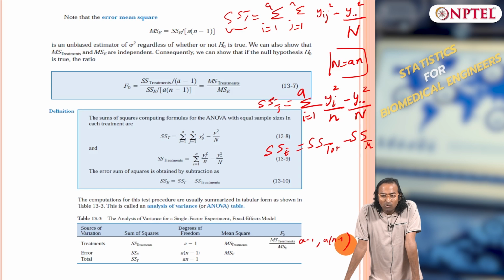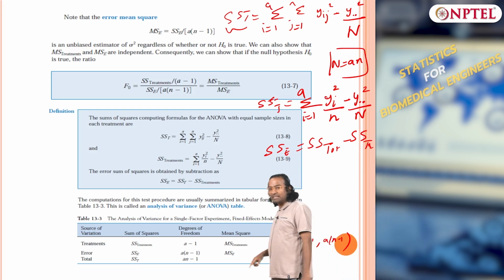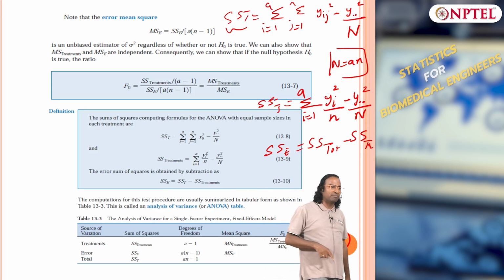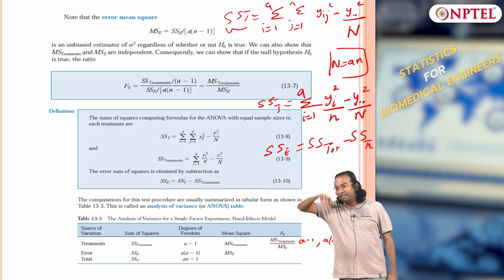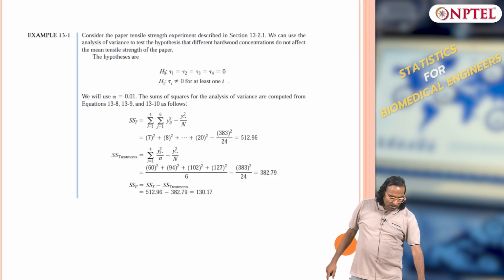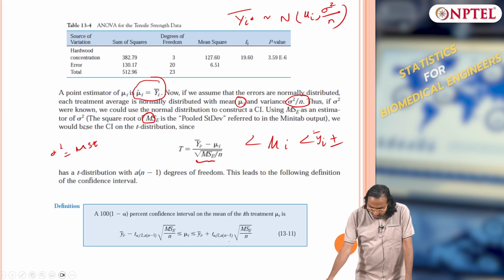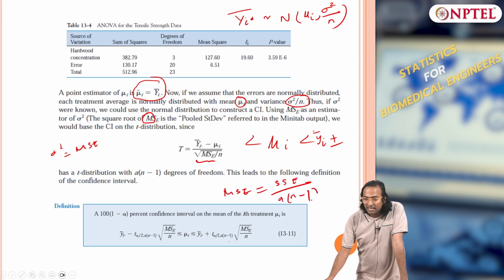A into n minus 1. For each column you have n samples, so n minus 1 degrees of freedom because you estimate 1 mu. So there are totally a rows, so a into n minus 1. So that is the degrees of freedom for error. Okay, so the total mean squared error is going to be what? Sum squared error divided by a into n minus 1. That is my mean squared error.